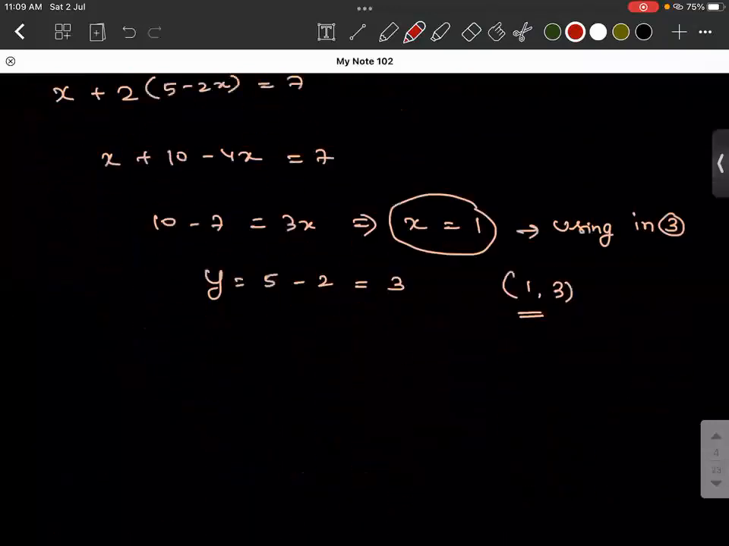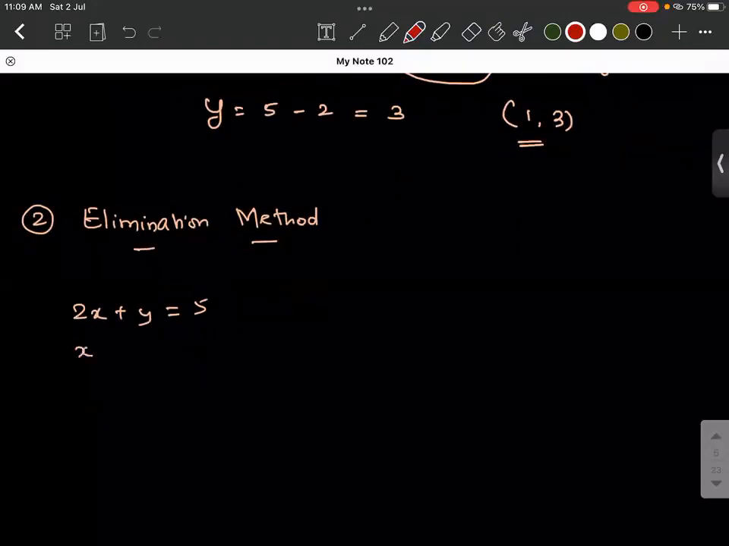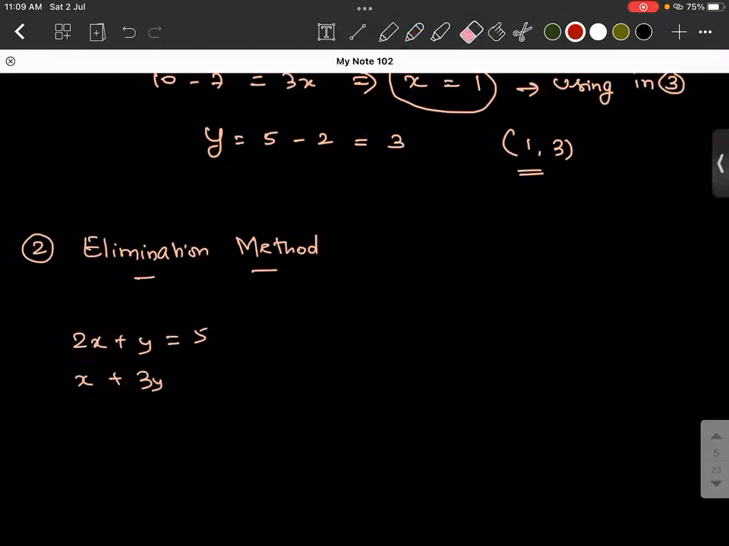So this is the substitution method. Now solving the same problem using the elimination method. So what is it? 2x plus y is 5 and x plus 2y is 7.